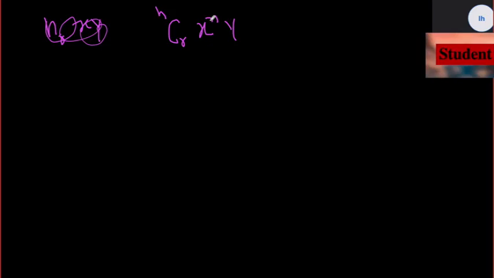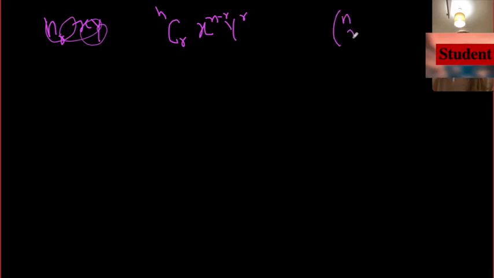That is nCr x to the power n minus r and y to the power r. Is that okay? You're happy with this formula? Do you understand the meaning of it? Actually, I have not written: nCr is also equal to n over r. It is the same.